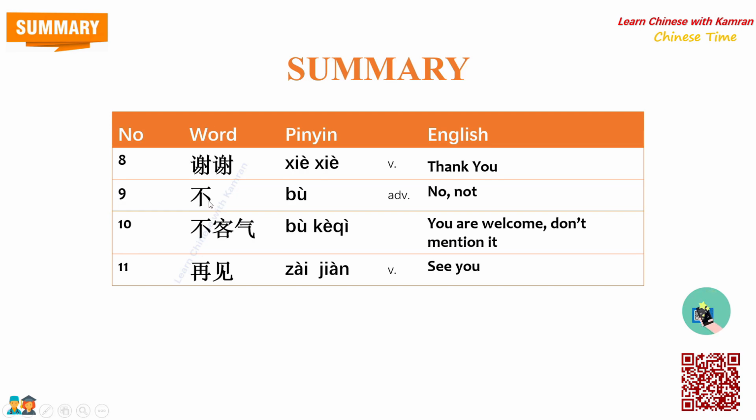Next word is 不. It means no, not. Very important word. Simply, if you don't want to do something, just say 不. 不客气 means you're welcome. Don't mention it.